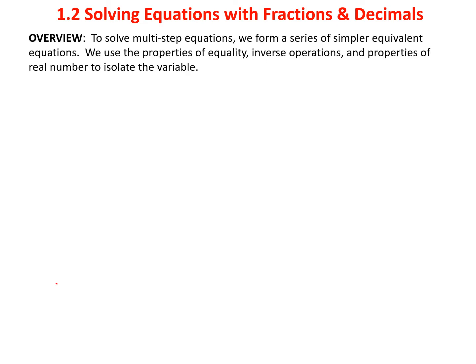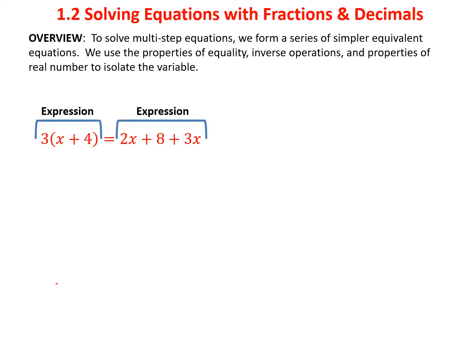First, let's do a quick overview of where we're going in these three lessons about solving multi-step equations. What we want to do is begin to form a series of simpler equivalent equations. We use all the properties of equality, inverse operations, and properties of real numbers to isolate the variable. Take this example. Notice that we have two expressions that are equal to each other. When two expressions are equal, we call that an equation.